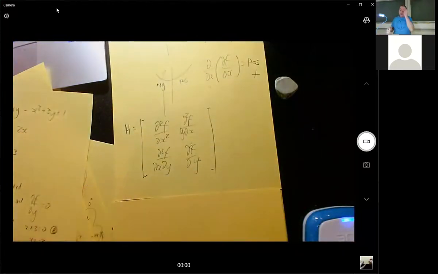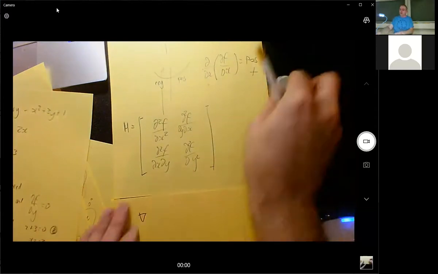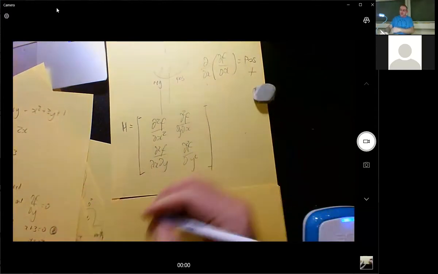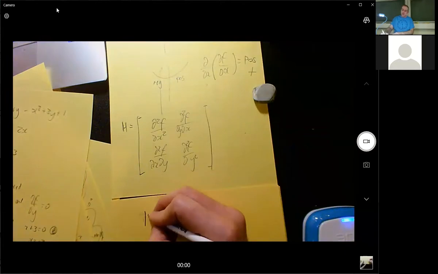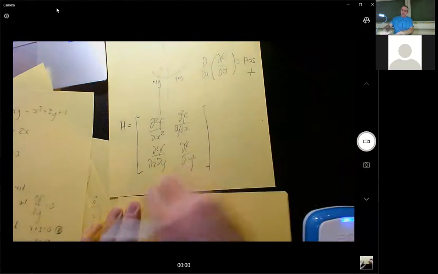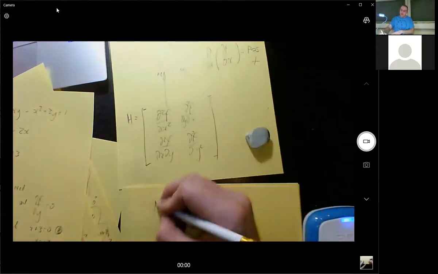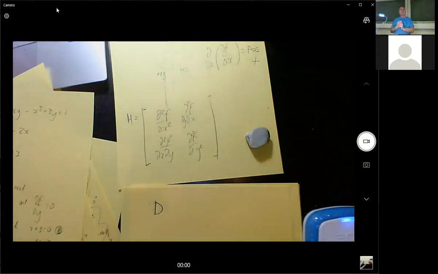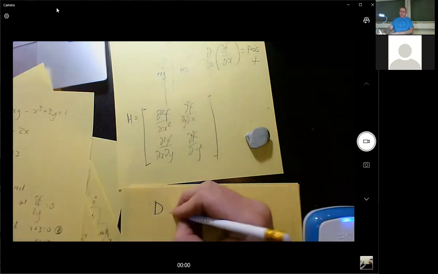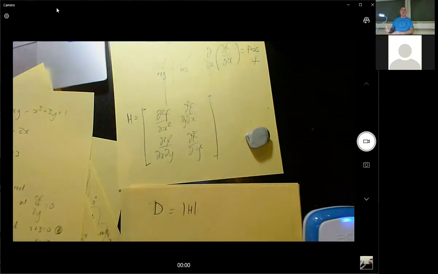Is there a symbol? I think they use this symbol. No, not that symbol. Ah, the D, let's call it D. D is the discriminant, which is the determinant of this matrix H.